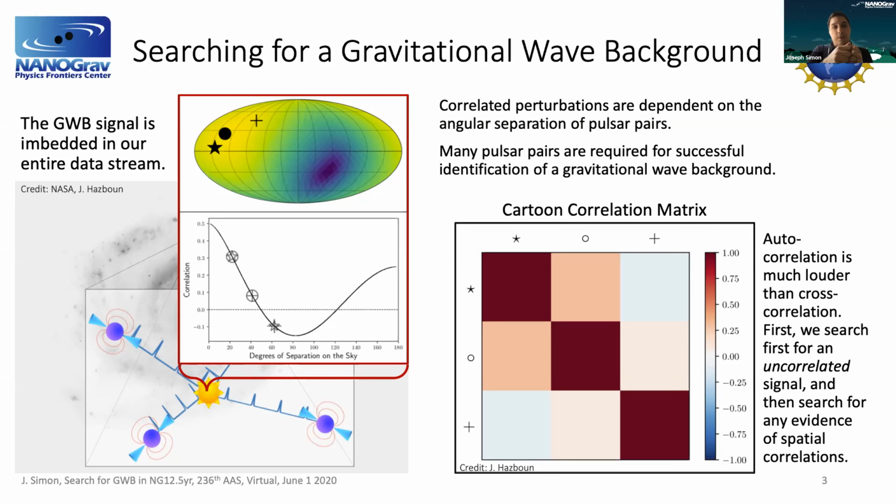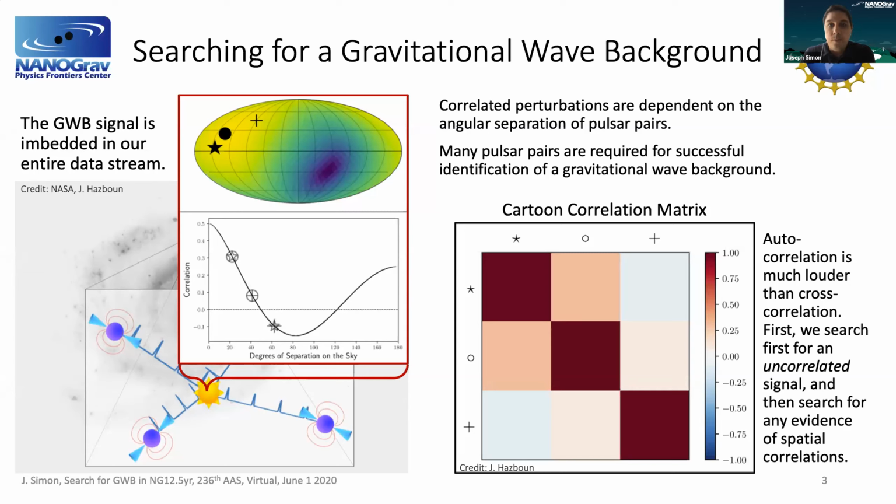And so there's a specific prediction, it's called the Hellings and Downs curve, that you can see here. Based on where the pulsars are in the sky, their specific correlations between them are then predicted to lie on this curve.